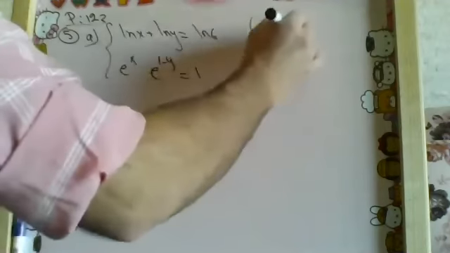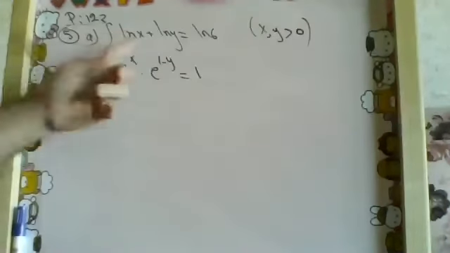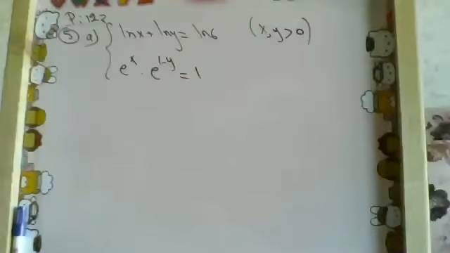Then we have ln x. So inside should be greater than 0. So x should be greater than 0. And here we have ln y. Inside the ln should be greater than 0. So here we have a condition: x and y should be greater than 0. Right?